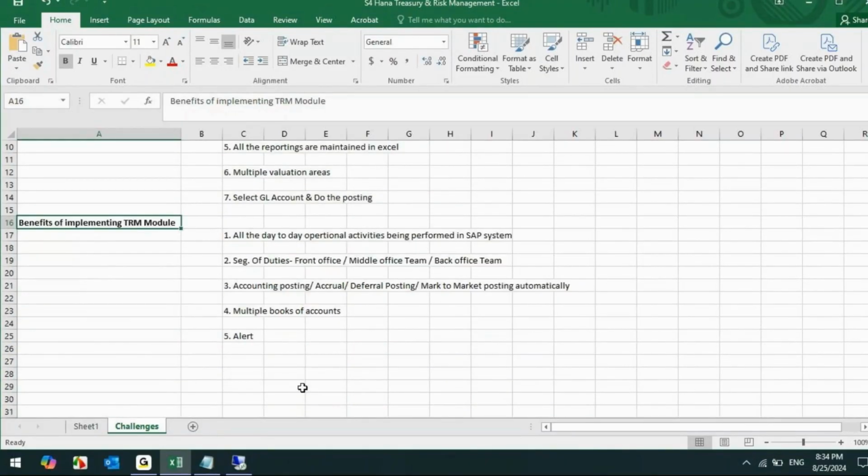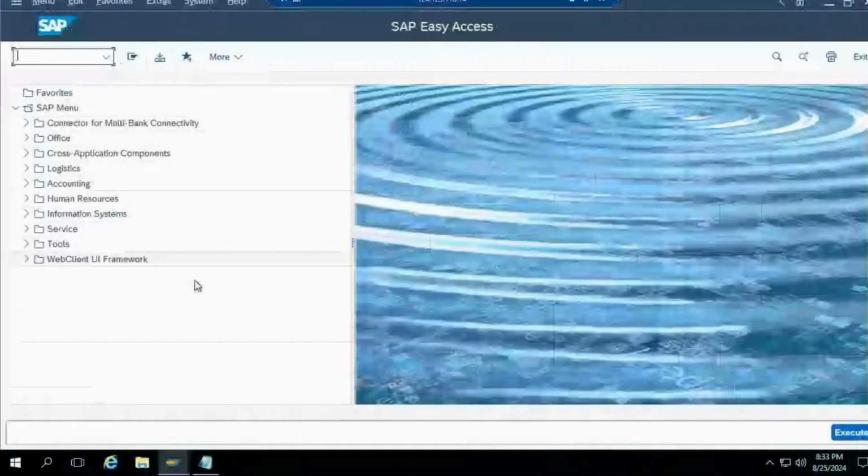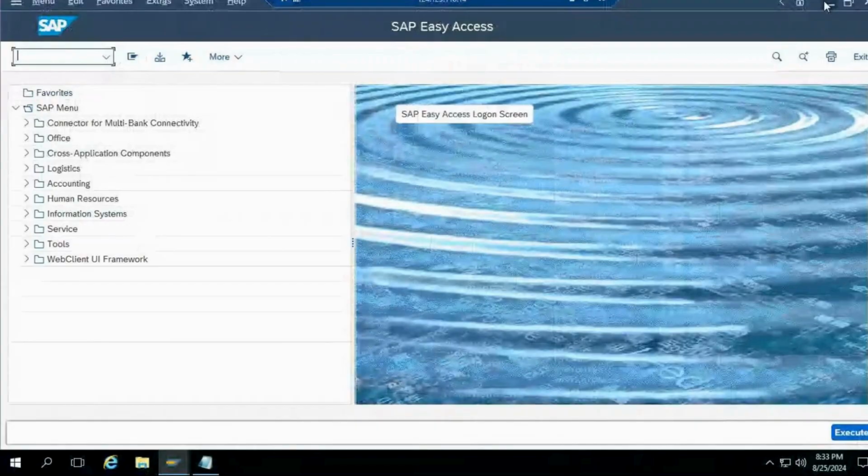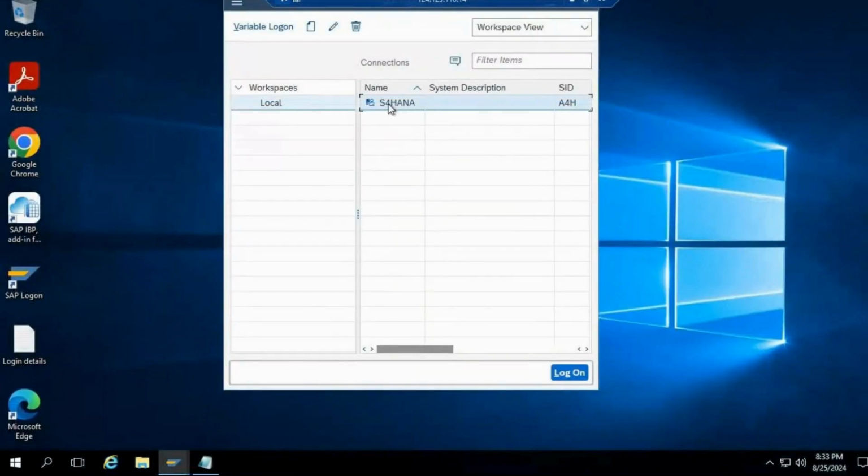Now, let's go to the system. We have understood this treasury module a bit. Now, this would be your system. You'll all be getting access to this system.